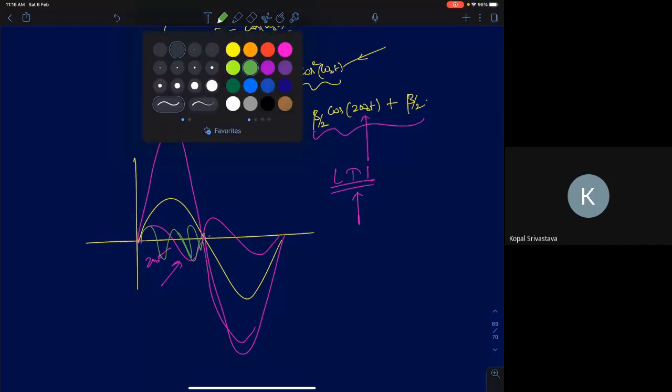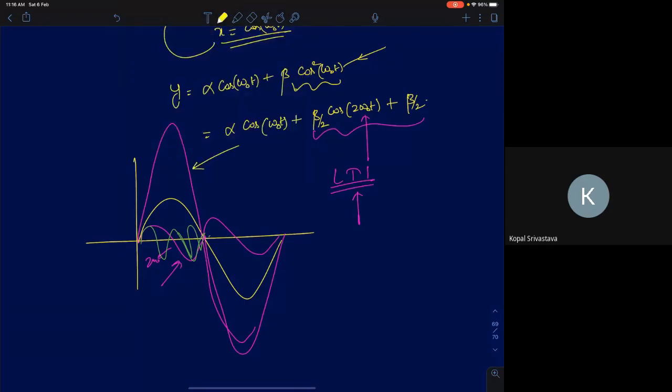Now, the signal of interest is omega naught. The signal of frequency omega naught is the signal of interest to you. All these additional frequencies are unwanted components. So these are all unwanted in the system. This is what we call nonlinear distortion.